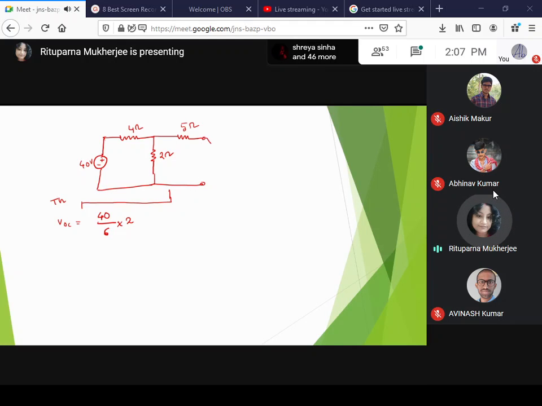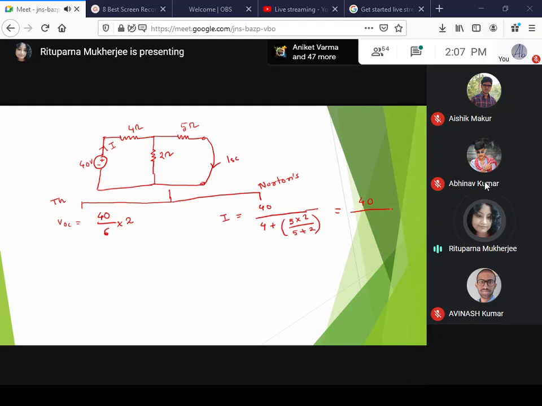So, if we now consider Norton's theorem, you have to short the circuit and calculate ISC. So, now I am doing Norton's. For calculation of ISC, you first have to find the total current, that means this current I. So, I should be equal to 40 by the total resistance, that means 4 plus 5 into 2 by 5 plus 2, because these two resistances are parallelly connected. So what will be the value? 40 by 4 plus 10 by 7.